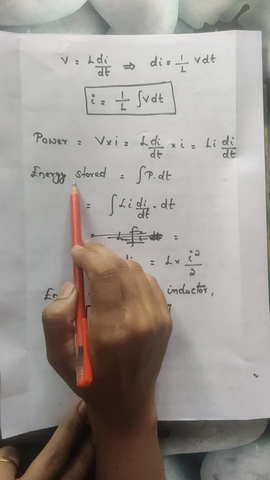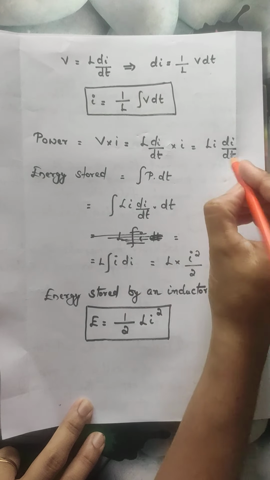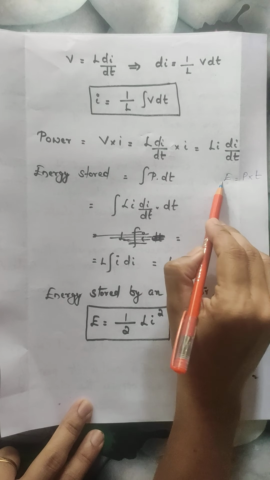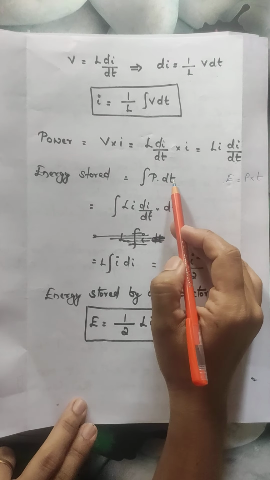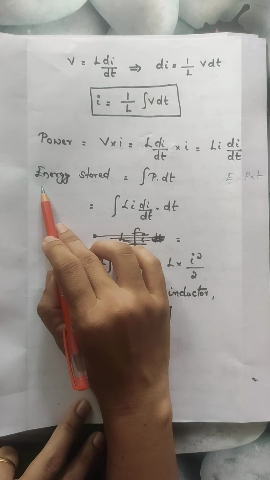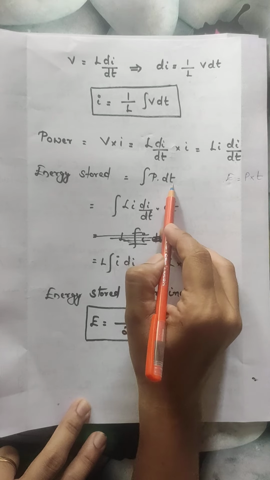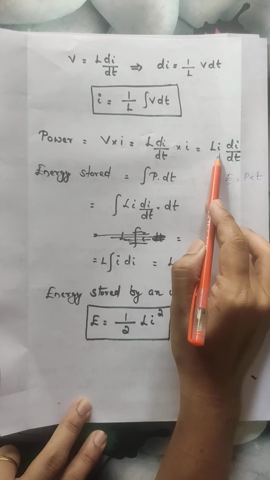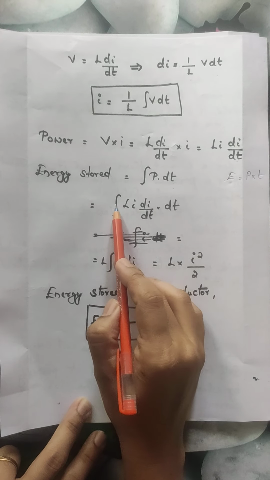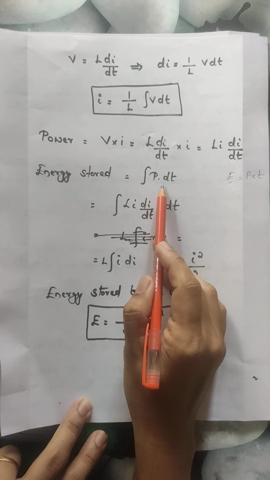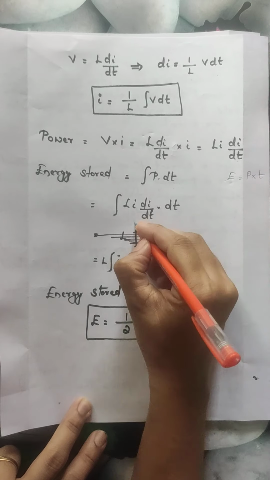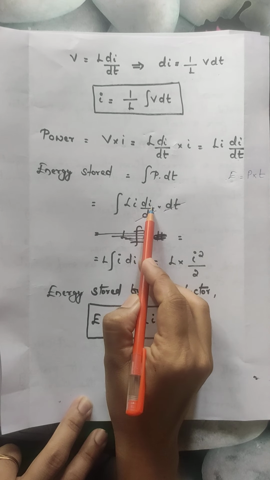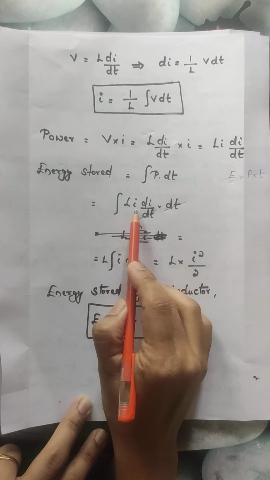Now we can calculate energy by integrating power. Energy is power into time, so by integrating power with respect to time we will get energy. So energy is equal to the integral of P dt. We have calculated P as L into I into di by dt. So the integral of L into I into di by dt into dt. Now this dt and dt can be cancelled. What remains is the integral of L I di.